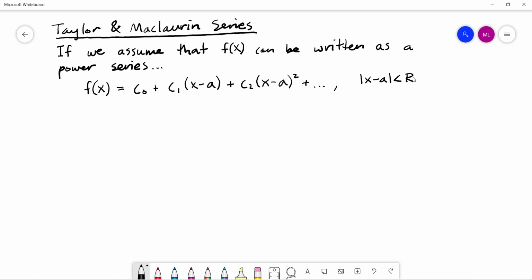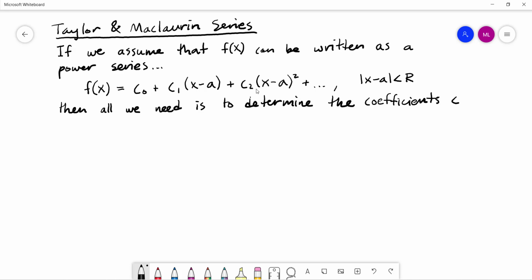basically where we have a radius of convergence r, and so that this representation is valid over some region defined right here. Then all we need to do is determine what these coefficients c's are, right? X minus a squared, and so on. We'll know ahead of time what value of a we're picking, where we're centering this function. X is the variable that we're defining the function based on anyways, so we really just need to determine the c's. So if this is true, then all we need is to determine the coefficients c sub n.